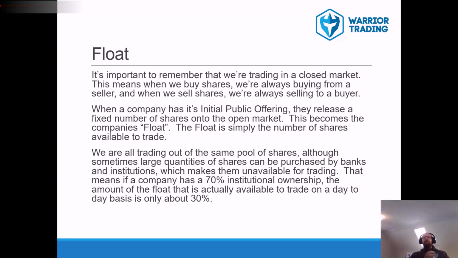Now, in addition to understanding level 1 and level 2, it's going to be really important for you guys to understand float. All right, so you have to realize that we're trading in a closed market. So what does that mean? Well, when a company has its initial public offering, they release a fixed number of shares onto the open market. That becomes the company's float. If the company, for instance, sells 100 million shares onto the open market, they now have a float of 100 million shares. And every time you and I are trading this stock, we're trading out of this fixed pool of shares.